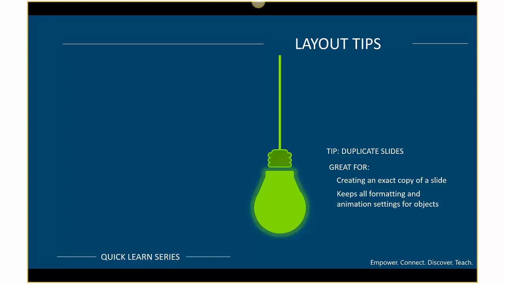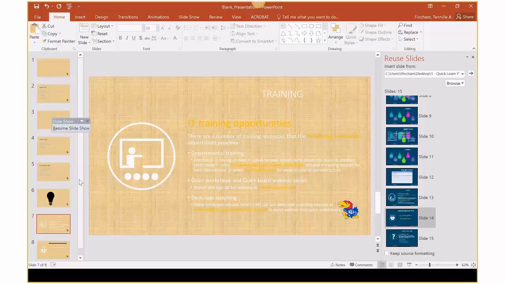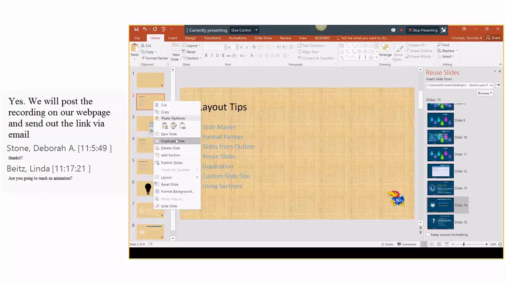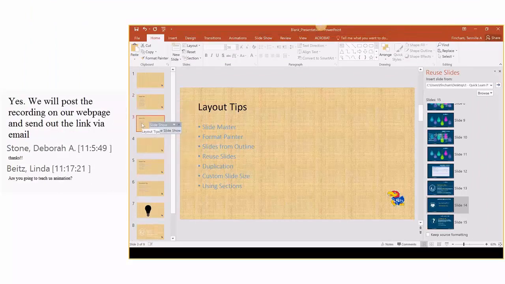So let's take a look at that here on this blank slide. If I wanted to duplicate, let's say this slide here, I can simply just right click and say duplicate slide, and this will create a copy right underneath that. Again, I can edit them independent of one another, but if there were any animation settings or anything within the slide, they would be duplicated as well.